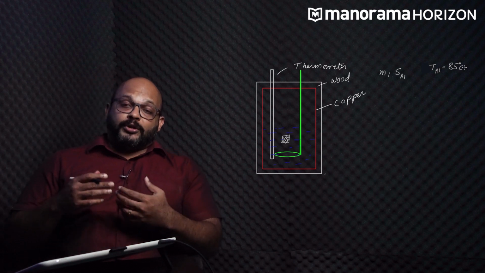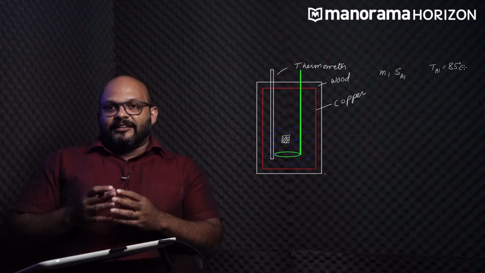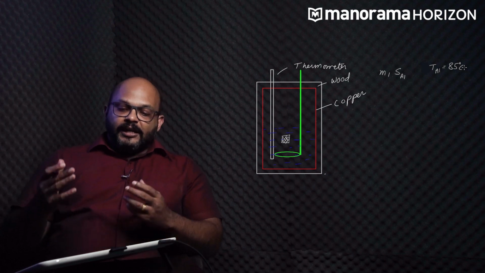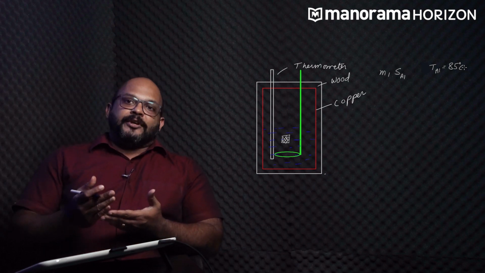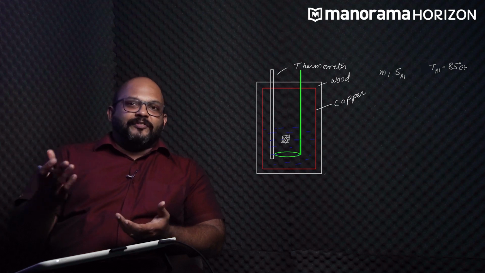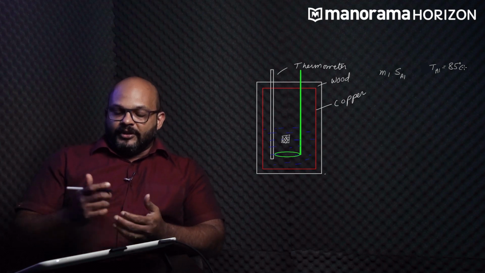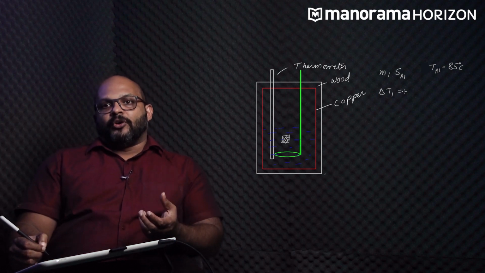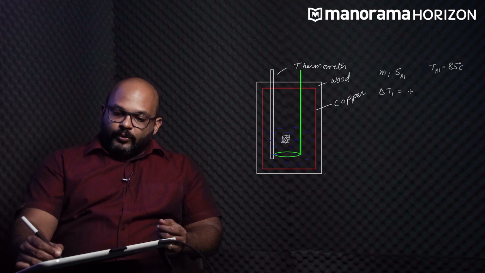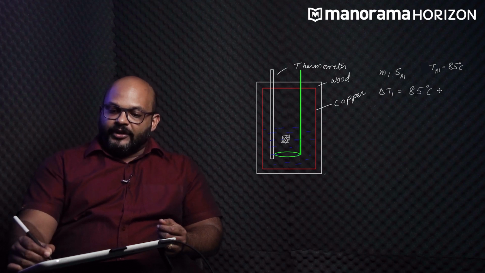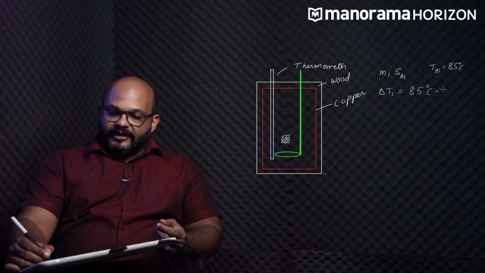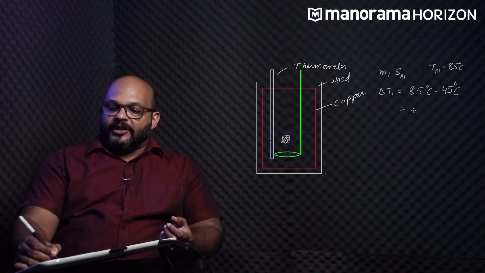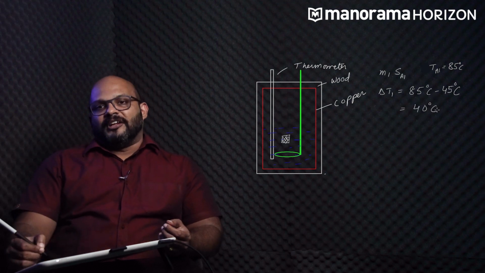Since the aluminum is much hotter than the water, it is going to transmit heat energy to the water, and as a result, there will be a change in the temperature of the aluminum. Let us say that the aluminum goes from 85 degrees to something like 45 degrees. So in this case, delta T1, that is the change in the temperature of the metal sample, is equal to its initial temperature, that is 85 degrees Celsius, minus the final temperature, that is 45 degrees Celsius. This means that delta T1 is equal to 40 degrees Celsius.